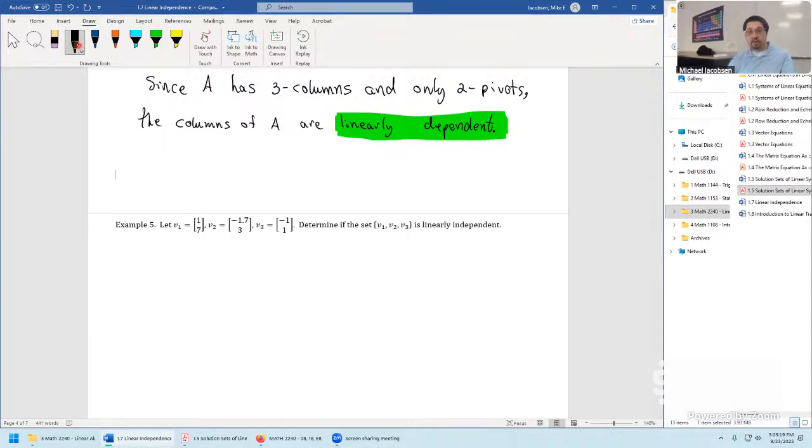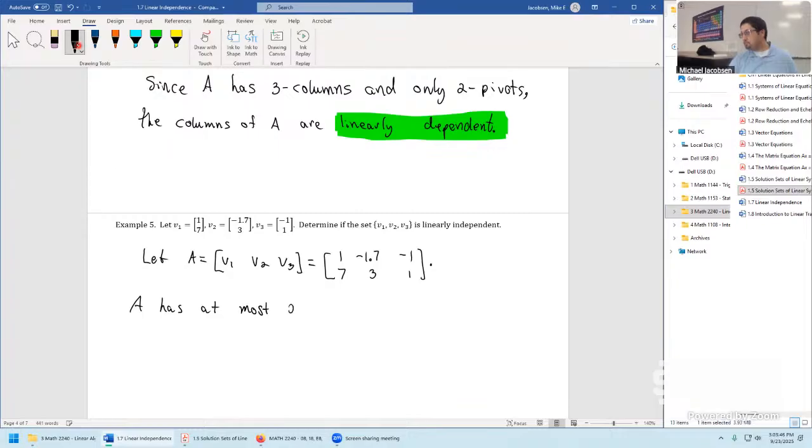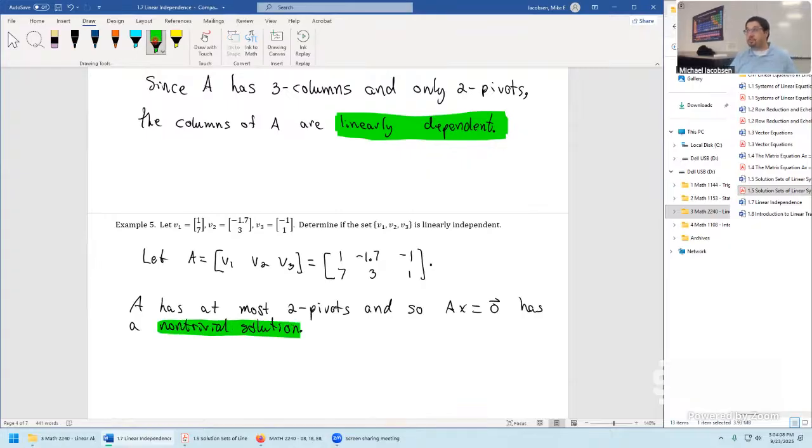Same idea here. It really doesn't take a lot of computation. If we were to explain our answer, we might say, let A equal V1, V2, V3, which is 1, 7, -1, 7, 3, -1, 1. Next thing we might say, without doing really any analysis on this, is A has at most 2 pivots, and so AX equals the 0 vector has a non-trivial solution. That means our work is done with this. The moment you know there's a non-trivial solution, because one column is a non-pivot column, we conclude immediately, therefore, V1, V2, V3 is linearly dependent.